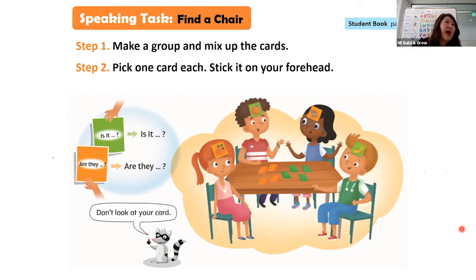Well, Miss Ko, now I'm not gonna see my card and then show that to my classmate. Now, I don't know what it is. So, is it a potato? No? Okay. Is it an apple? No? Is it a carrot? Good, right?